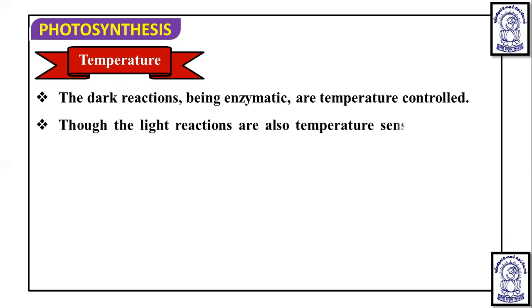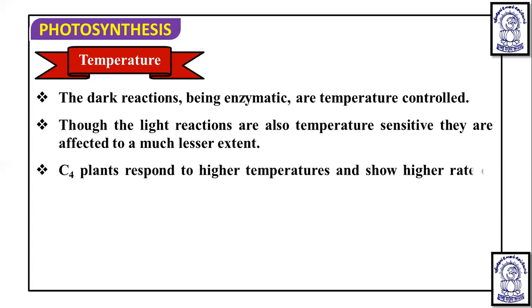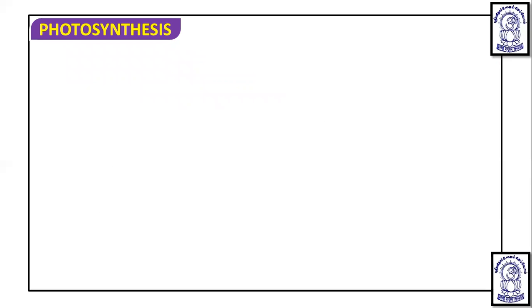The light reaction is temperature sensitive, because if light is present, then the light reaction will occur. If it is absent, the light reaction will not occur. So because of this, it is considered temperature sensitive, and light obviously regulates the temperature. So they are affected to a much lesser extent. C4 plants respond to high temperature because they show a high rate of photosynthesis at high temperature, and C3 plants have a much lower temperature optimum.